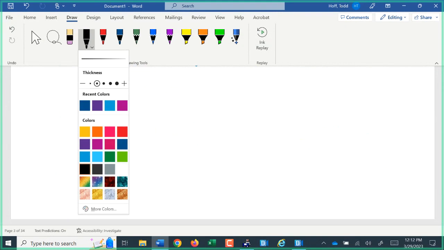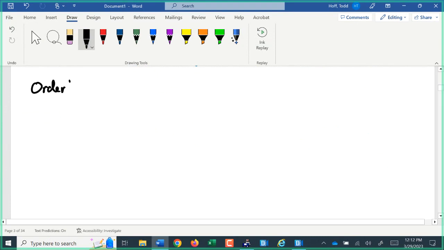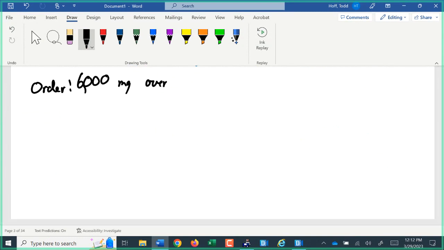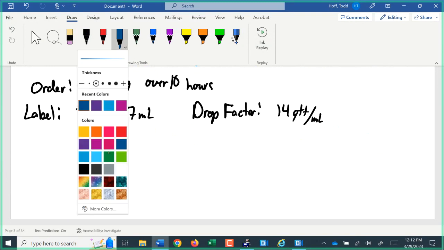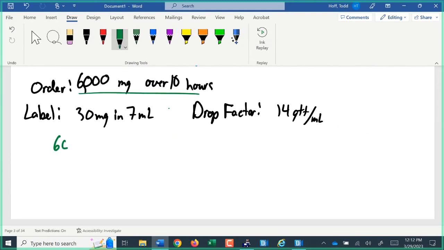Another one. So we have an order here of 6,000 milligrams over 10 hours. Our label on our bag is saying we have 30 milligrams in 7 milliliters. Drop factor of 14 drops per milliliter. So once again, we'll start with the doctor's order: 6,000 milligrams over 10 hours.